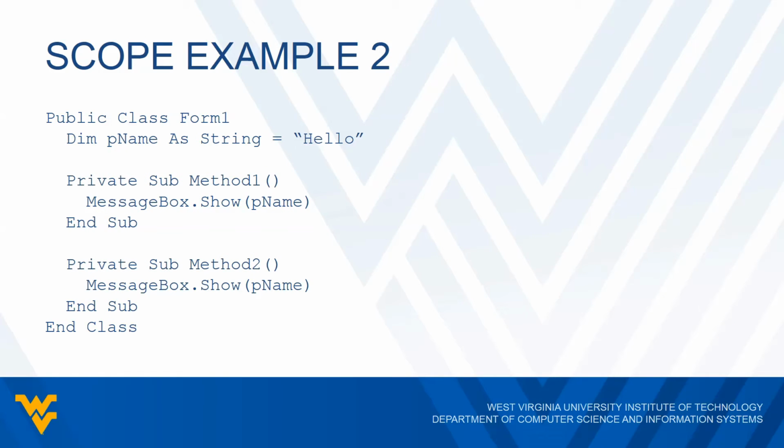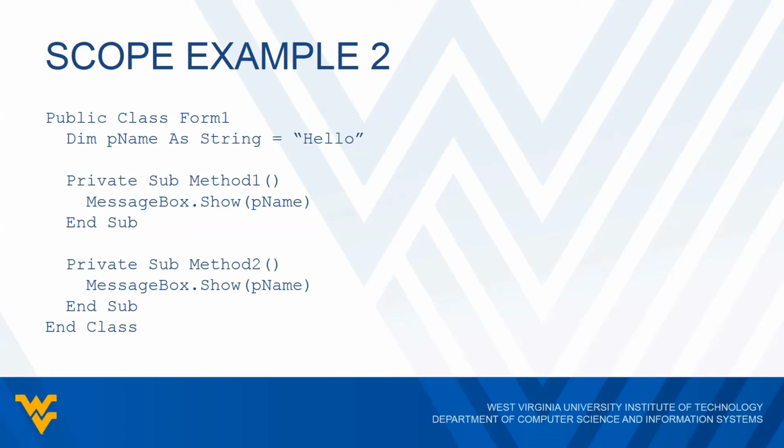Now let's try this example. So we're doing the same thing, at least we're trying to do the same thing. We still have pname, and it's going to store the string hello. And in both method 1 and method 2, we're going to display a message box that says hello, or whatever is stored in pname. So let's ask ourselves the question, does this work? So pause the video, take a minute to think it over, and once you think you have the answer, resume the video and see if you're correct.